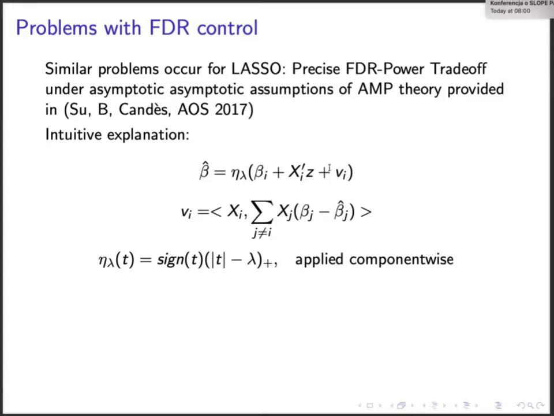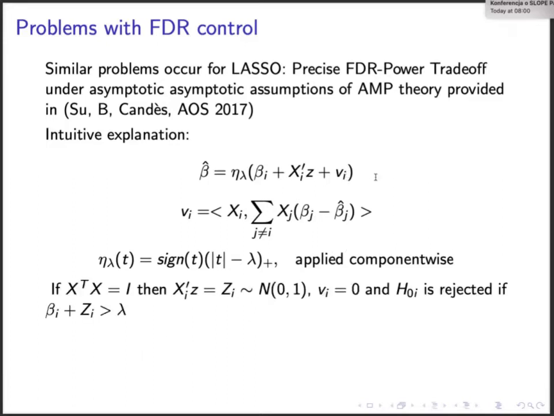If I knew this vi term, then for orthogonal design this vi term disappears, and I can easily select my lambda to control the false discovery rate. Now, because I have this vi term, I have to increase my lambda to control for this extra noise. But when I increase my lambda, I increase this bias, and this vi term goes up again. So I can only control FDR when the signal is sparse enough, when this bias term is not too large.